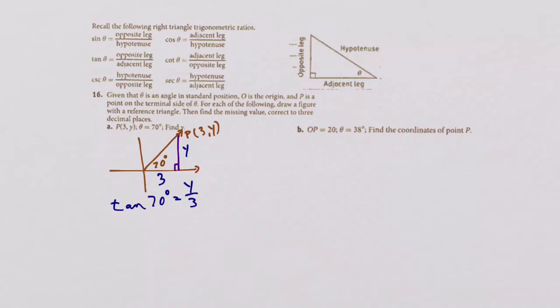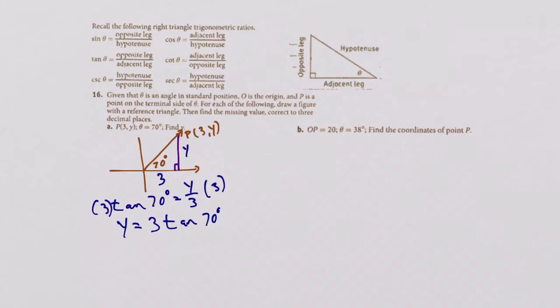From here, this just becomes algebra. We have to isolate y. We need to multiply both sides by 3 because we are dividing by 3. Therefore, y equals 3 tangent 70 degrees. You will then put this in the calculator.